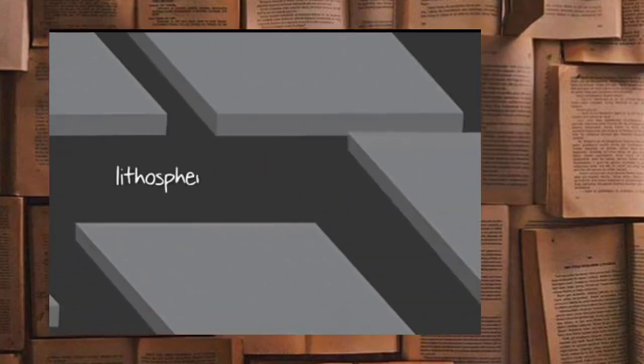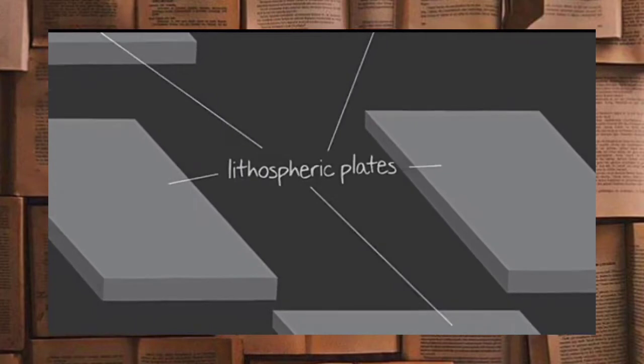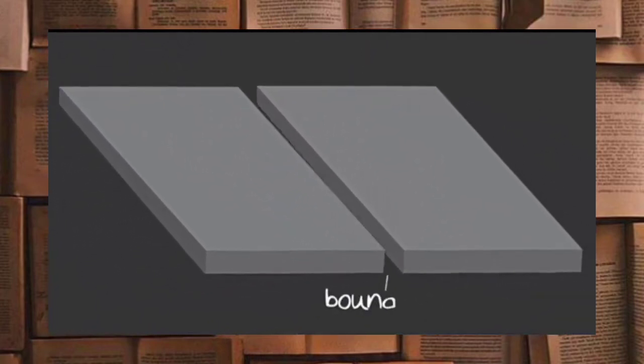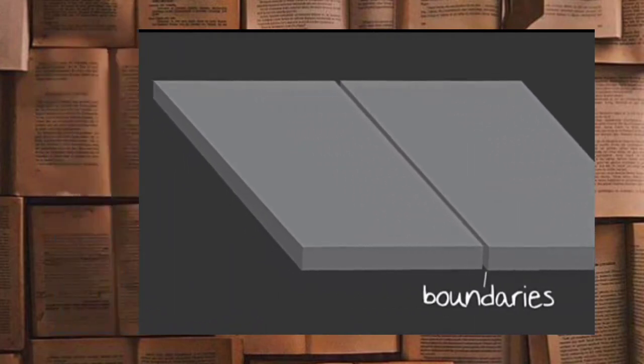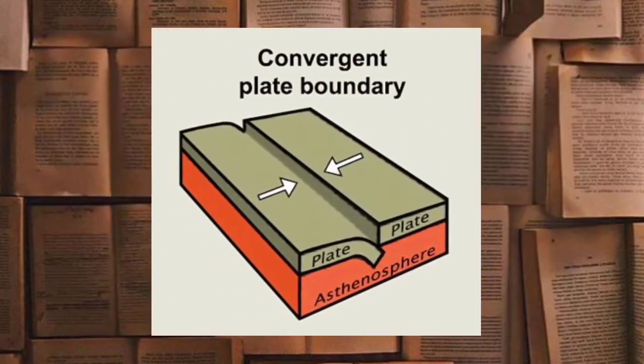According to the plate tectonics theory, this mass of lithospheric plates are all moving in different ways. Where these plates meet are called the boundaries. There are three types of plate tectonic boundaries. Convergent plate boundary: a tectonic boundary where two plates are moving toward each other. If the two plates are of equal density, they usually push up against each other, forming a mountain chain.